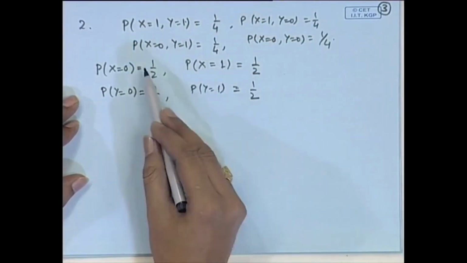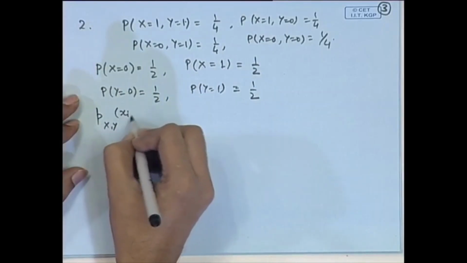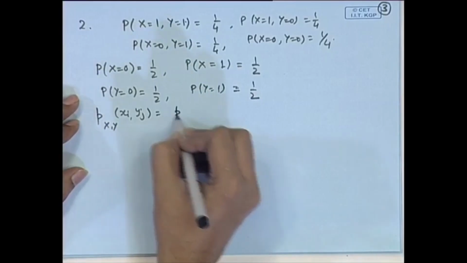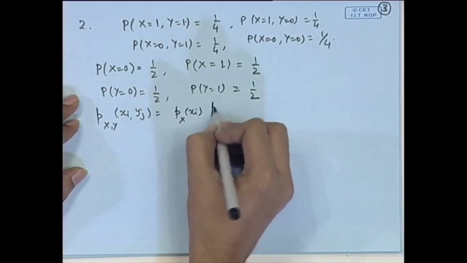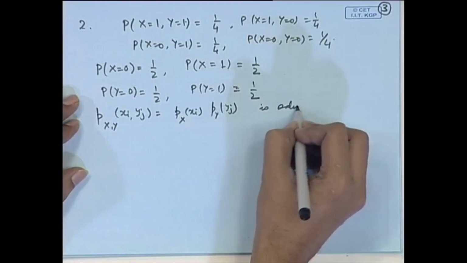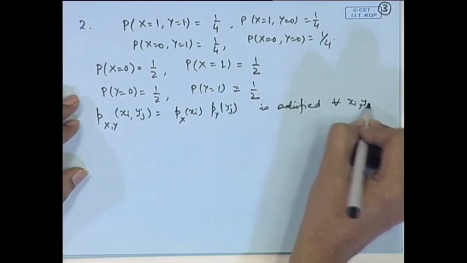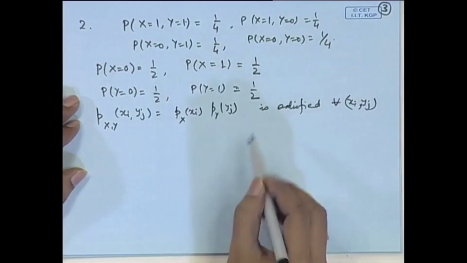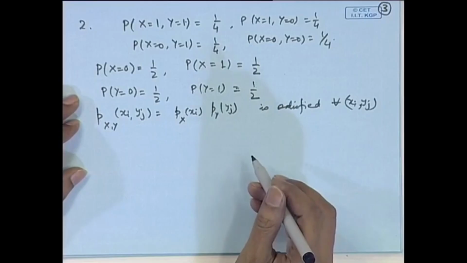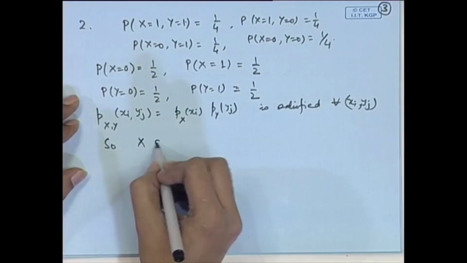So, we can see here that the condition p_xy(x_i, y_j) = p_x(x_i) p_y(y_j) is satisfied for all x_i, y_j in the range of x and y random variables. So, x and y are independent.